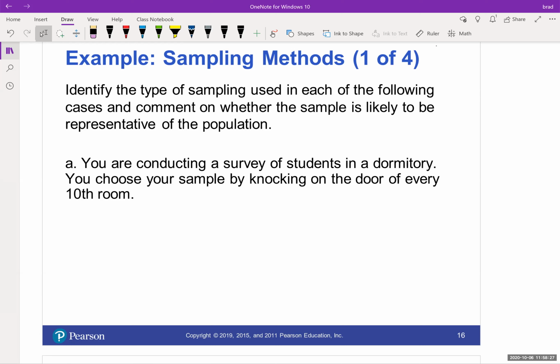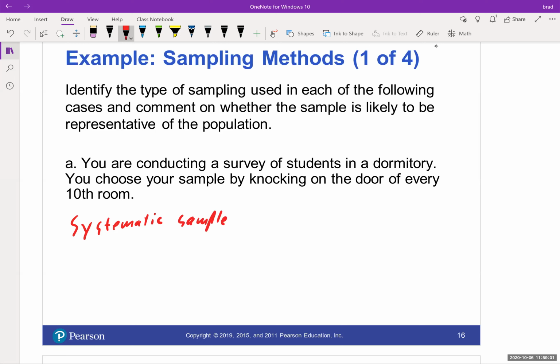Okay, so let's see here. Okay, so this first one says you are conducting a survey of students in a dormitory. You choose your sample by knocking on the door of every 10th room. So I think it's obvious every 10th room is similar to the house problem of every 15th house. So this is systematic sampling.